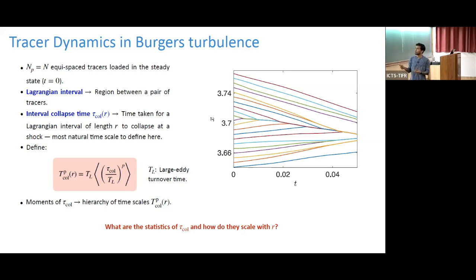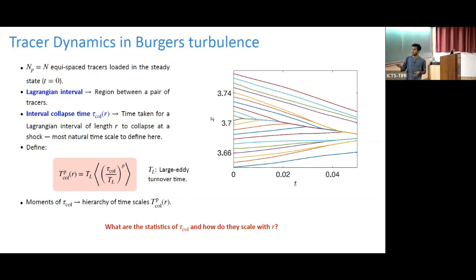Now, as we move forward with time, since they collapse, we define something known as the interval collapse time, which is the time taken for a Lagrangian interval to collapse at a shock. And since it is a compressible flow, it is one of the most natural time scales to define in this case. For different tracer pairs, we get different collapse times, and in that way we get a distribution of such times. From that distribution, we can calculate the moments to quantify the distribution, and from those moments, we can extract a number of time scales.